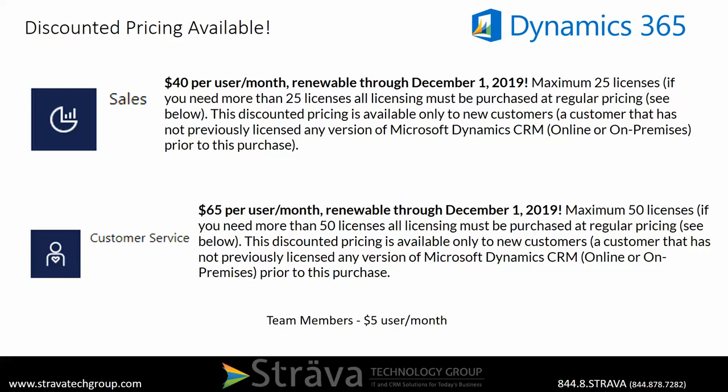So if you need more than 25 licenses of the sales application, then you have to buy the Enterprise Edition. However, keep in mind that Team Members is also available at a discounted price of $5 per user per month. So let's say that you have 30 users. If it turns out that you only need 25 or less of the true full-blown sales functionality and maybe 5 users of Team Members, then you're still going to qualify for this promotion. So just keep in mind that Team Members is also available, and you can license up to 150 Team Members in combination with this promotion at $5 per user per month.